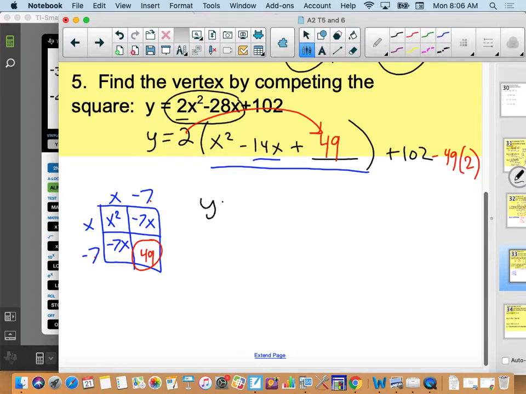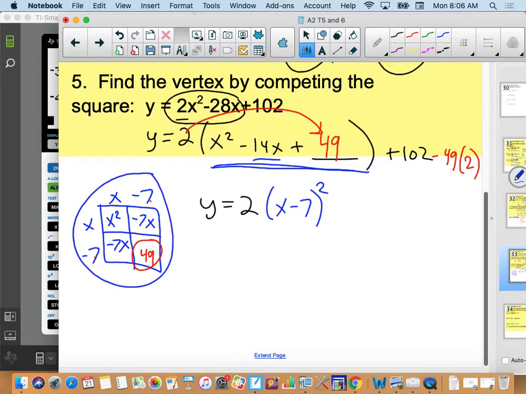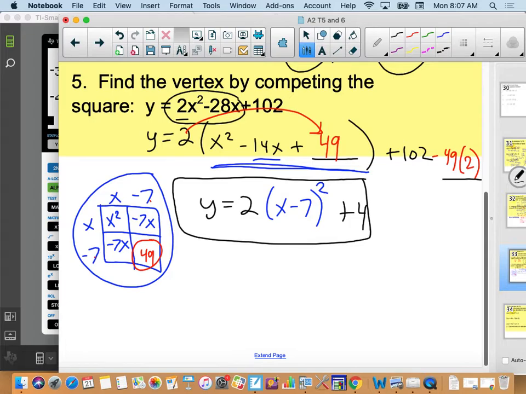And then the whole idea is that this part right here can be rewritten as x minus 7 times x minus 7. Just a visual display over here that shows x squared minus 14x plus 49 is equal to x minus 7 times x minus 7. And that's where we get into that vertex form. And then the other part, 102 minus 98 is 4. So there's our vertex form. So then the vertex is the point (h, k).